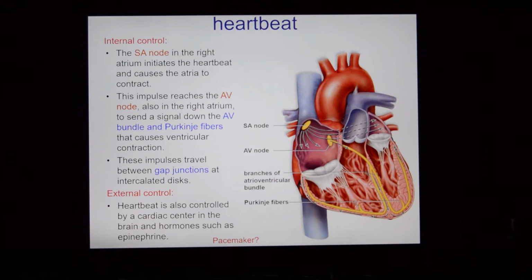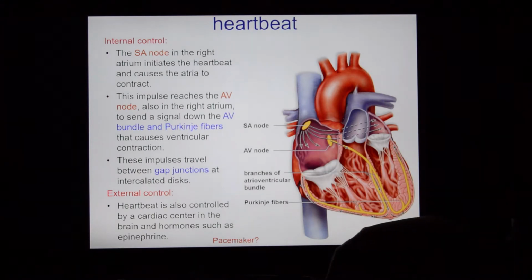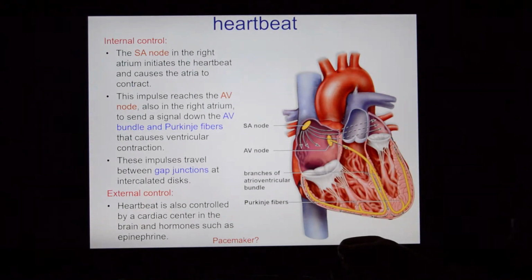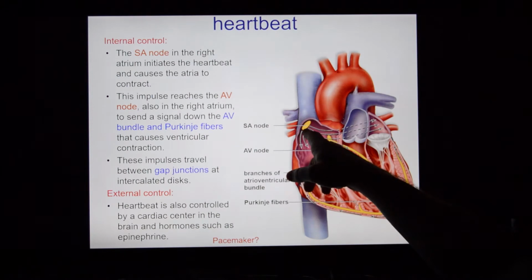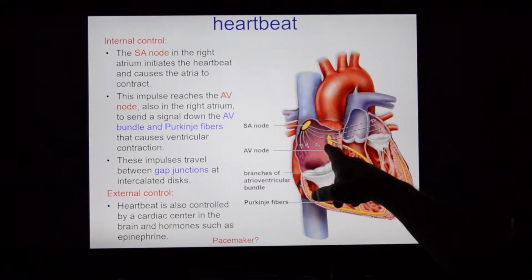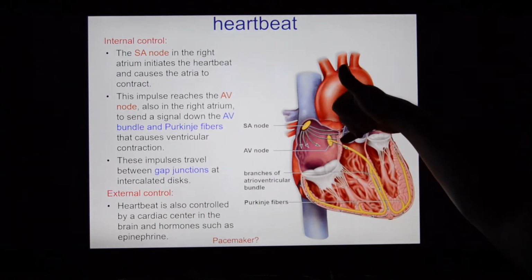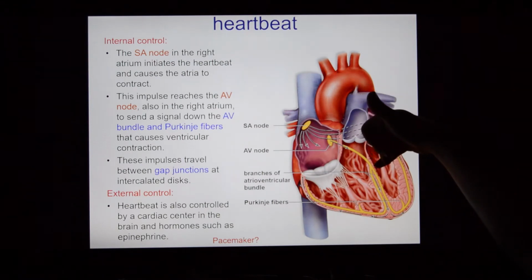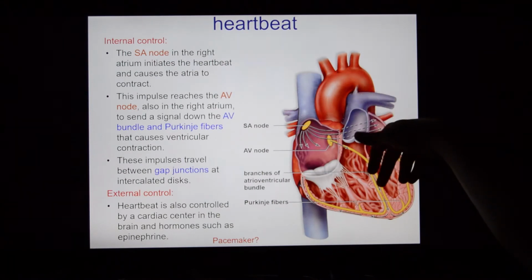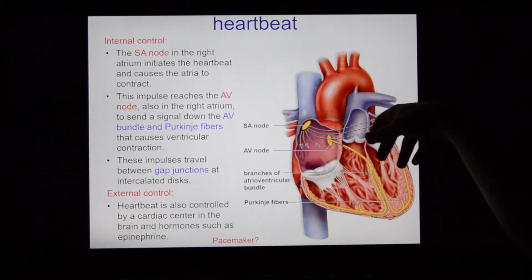All right, let's talk about heartbeat and heart rate and how this is regulated. Boy, there's a lot to talk about here. Internally, the heart will control itself, all right? Your heart has a few parts that we need to talk about, and then we'll talk about how they really work. So we've got this SA node, an AV node. This little piece comes down to what are called the branches of the atrioventricular bundle. I'll call them the bundle branches, is what they really are.